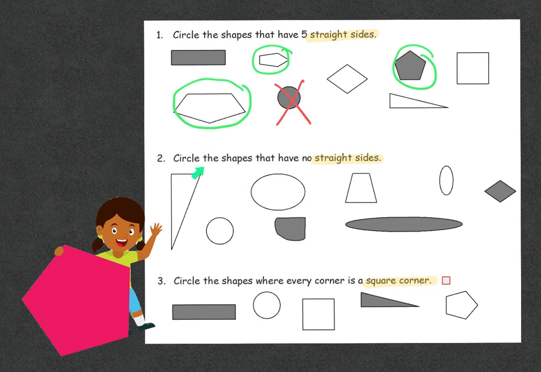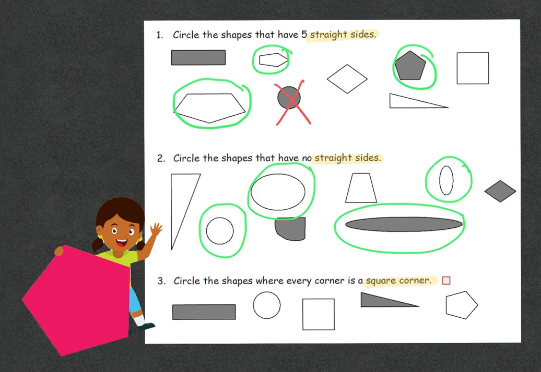Number 2 says to circle the shapes that have no straight sides. Well, we know that a circle is the shape that has no straight sides, so we're going to circle all of the circles. We have 1, 2, 3, 4 shapes with no straight sides.